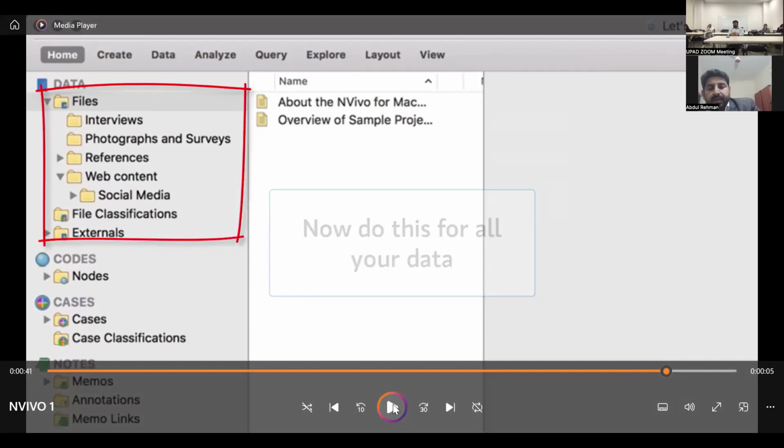So these are, you can say, we have stored all our interview data in transcribed form in folders in Nvivo. It can be write-ups, photographs, social media, or something else, or it can be recordings. So all of our data, we will store in Nvivo.